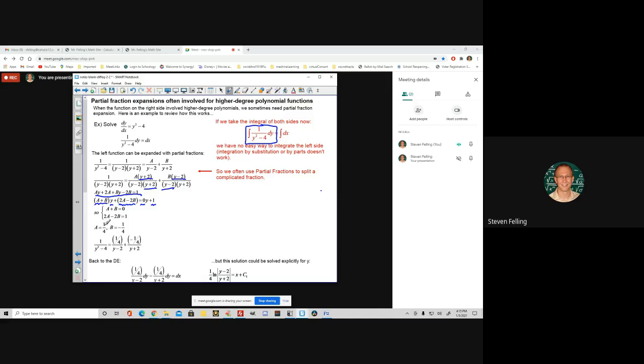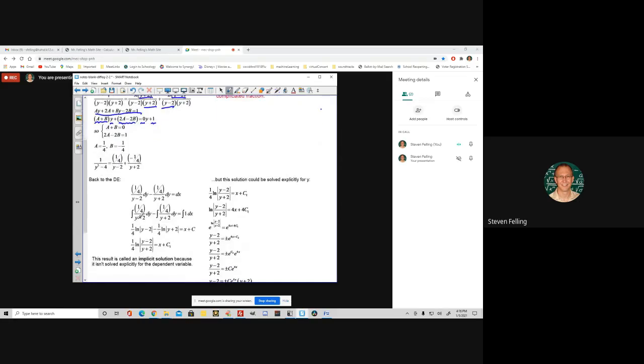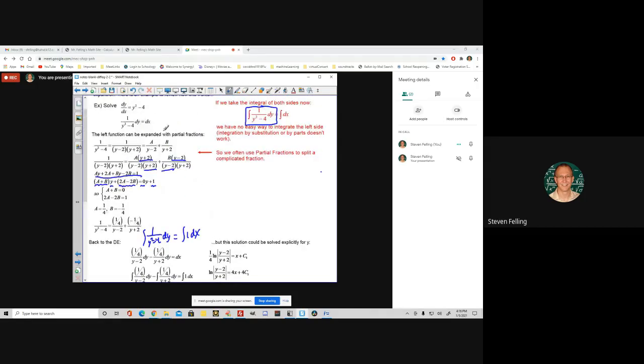So that means that since a turns out to be 1/4 and b is negative 1/4, you could say, okay, 1 over y squared minus 4 can be rewritten as 1/4 over y minus 2 plus negative 1/4 over y plus 2. And if you replace that in this left-hand side, that means that this left integral becomes two separate integrals. So in other words, the integral over here of 1 over y squared minus 4 dy, we've got integral of 1 dx over here, right? This is the differential equation.